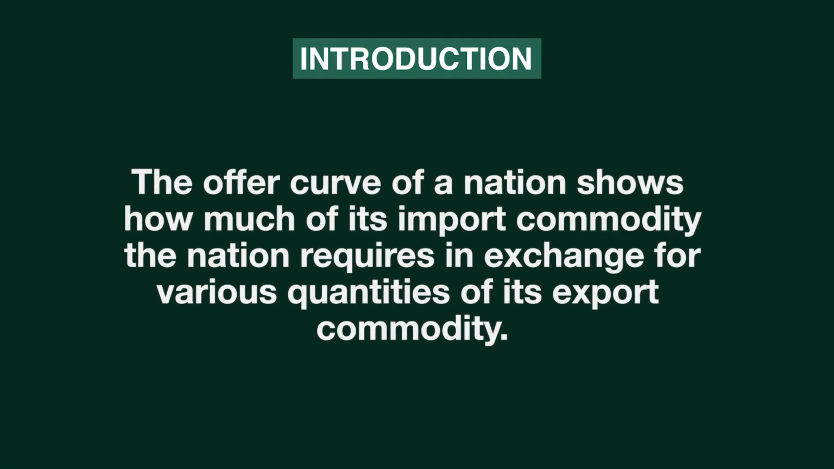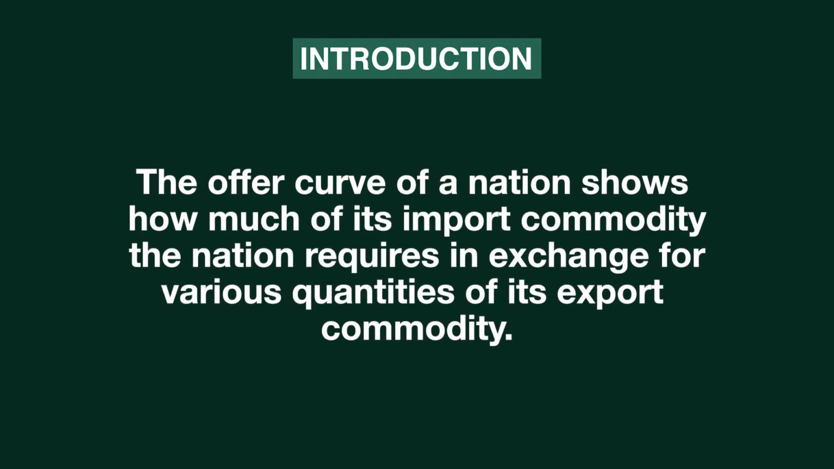And the offer curve of a nation essentially shows how much of import commodity the nation requires. This is what I was saying. The nation requires in exchange for various quantities of its export commodity. So when I'm saying export commodity and the quantity, it automatically calls for the presence of the price. Because if I do not get an idea about the price of the commodity concerned, I cannot say whether I am happy or I should go for it.